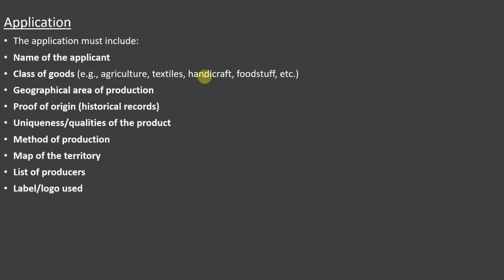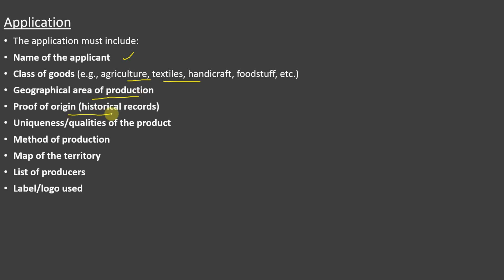So the first step is application. The application must include the name of the applicant, class of goods, that is, as we have understood in the last slide, the category under which the goods comes, such as agriculture or textiles, handicraft, foodstuff, etc., shall be mentioned in the application. And geographical area of production, that is the origin of the product, shall also be mentioned.